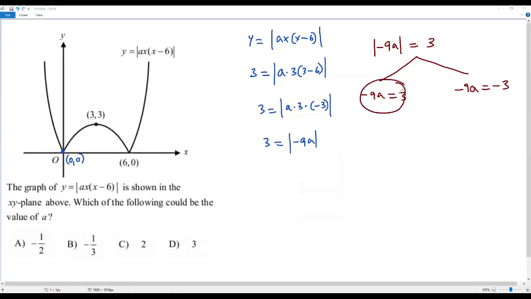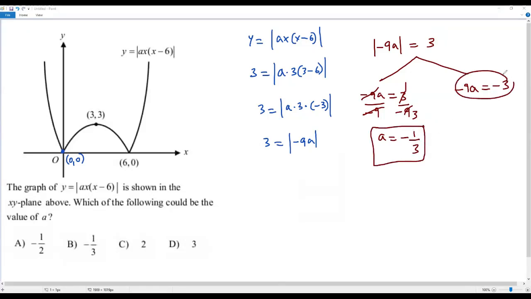Now let's solve for a in the first equation. For that, we have to divide both sides by negative 9. When I do so, this negative 9 will cancel out. I'm getting a equals, so 3 goes into 3 one time, 3 goes into 9 3 times. Here we have a negative sign in the denominator. Then we get negative 1/3. I got a value for a: a equals negative 1/3.